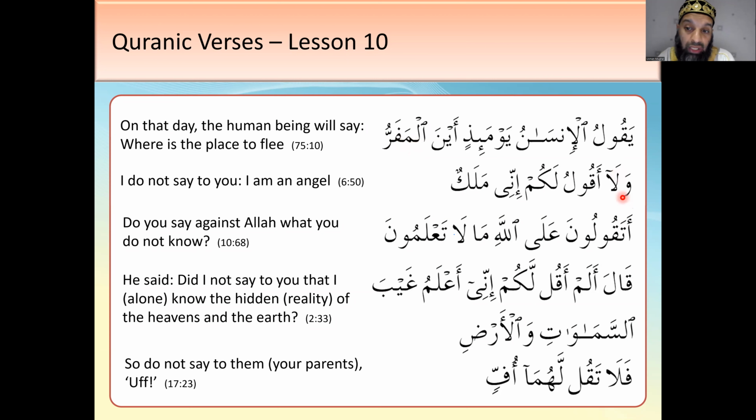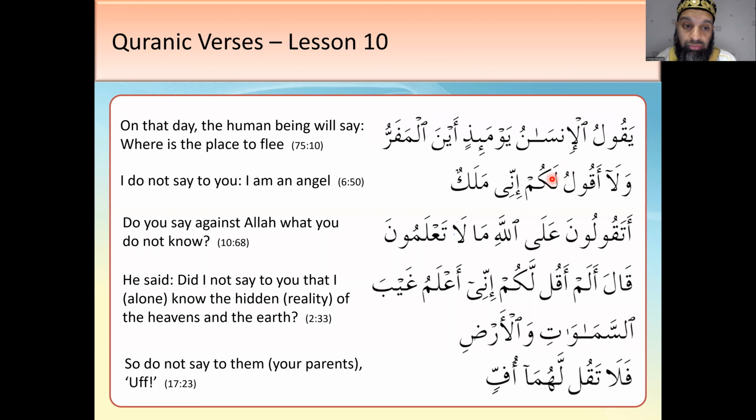Right, okay. Wala aqulu. Aqulu means? What does aqulu mean? We just did it today. Aktubu, I write; aqulu, I say. So wala aqulu means, I do not say.